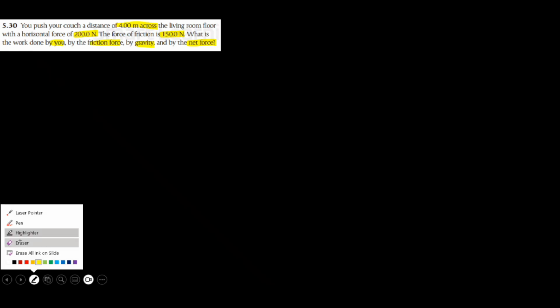So let's sketch the problem. Question says you have a couch and you push the couch with a force of 200 Newton. So the force that you applied, I will call FA. And this FA is 200 Newton. When you move the couch with this horizontal force, it moves the distance of 4 meters.